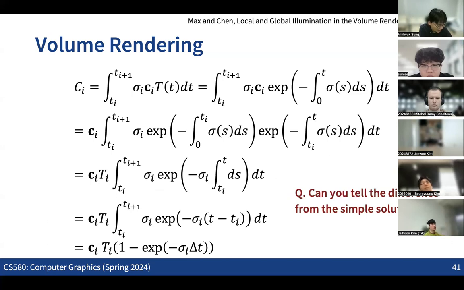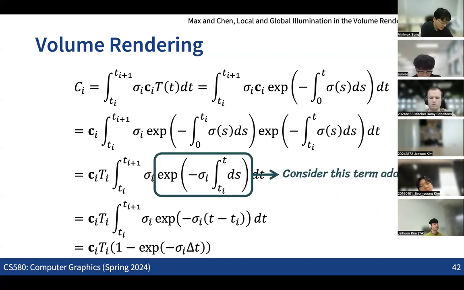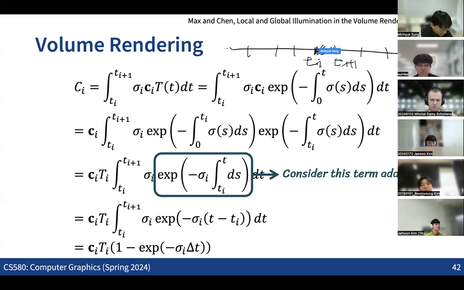Then what is the difference between this formulation and the simplest form? Can you tell the difference? Basically the major difference is that now we are taking this amount of transparency into account. In the previous simplest solution, we just ignored this amount of transparency. If we think about having multiple intervals, for this specific interval from ti to ti plus one, for any point in this interval we assumed that the transparency is the same as the transparency calculated until this point, right?